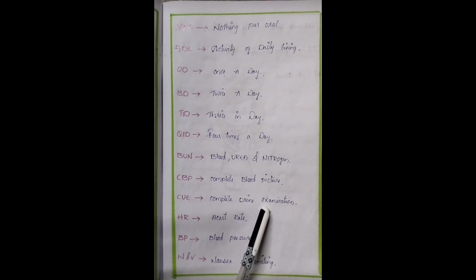Next, complete urine examination. It is the examination of urine in case of chronic renal failure patients or any other edema patients like this. In this urine examination, we can find out any bacteria, which bacteria is causing the disease condition, and by urine examination we can also confirm the diabetes of the patient.